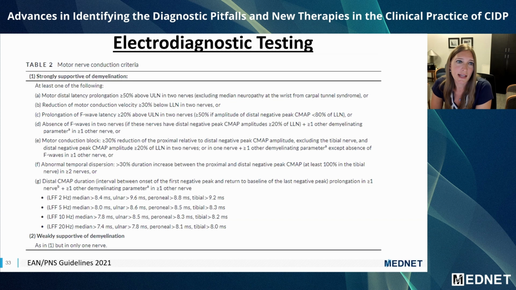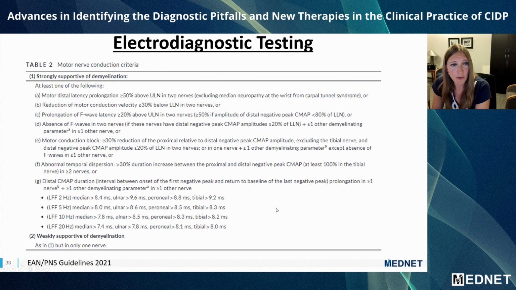With respect to the electrodiagnostic testing, I'm not going to read all through this. This is meant to be a reference also for you to use on hopefully a regular basis for looking at your studies to see if studies meet the criteria for the diagnosis. And as I said, you need to have 2 nerves that meet these strongly supportive demyelinating characteristics. And if it's only in 1 nerve, then it's weakly supportive of demyelination.